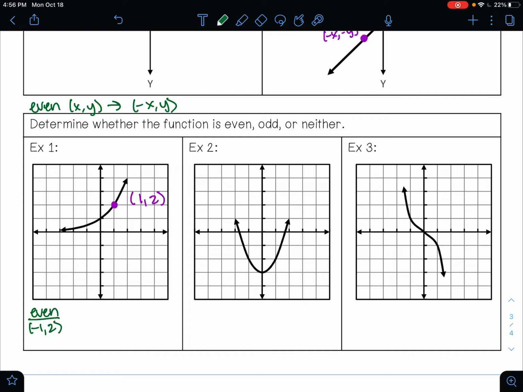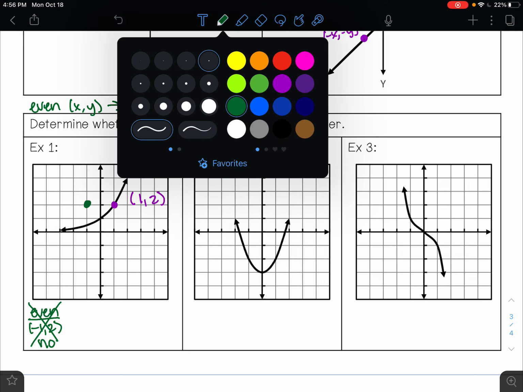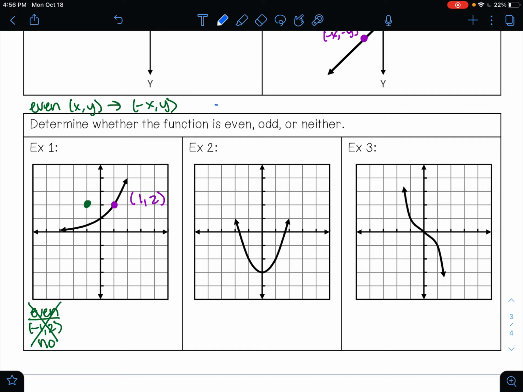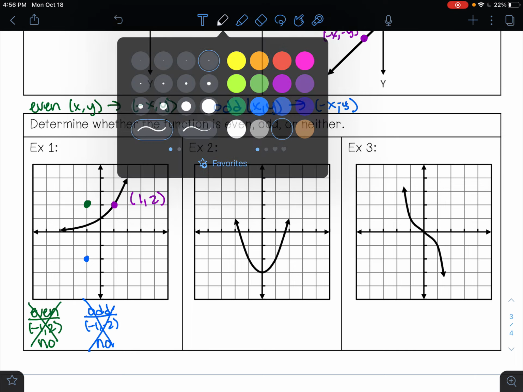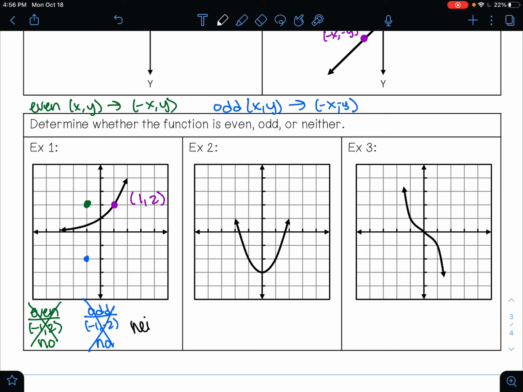So is the point (-1, 2) on that curve? No. So it's not even. Let's see if it's odd. Remember, if it is odd, if you choose the point (x, y), then the point (-x, -y) will also be on the graph. So if it were odd, then the point (-1, -2) would be on the graph. Is this point on the curve? No. So this graph is not even and it's not odd, so our answer for number 1 is neither.